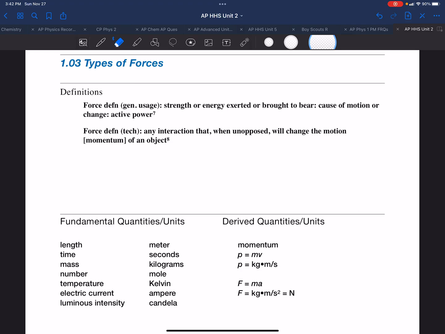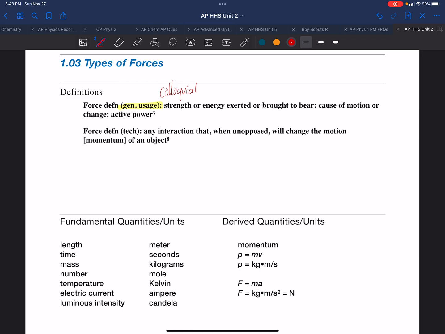In this installment, we're going to look at types of forces a little more closely. So what is a force? In general usage, force is strength or energy exerted or brought to bear, the cause of motion or change, active power. The key in this is its general usage. It is colloquial.